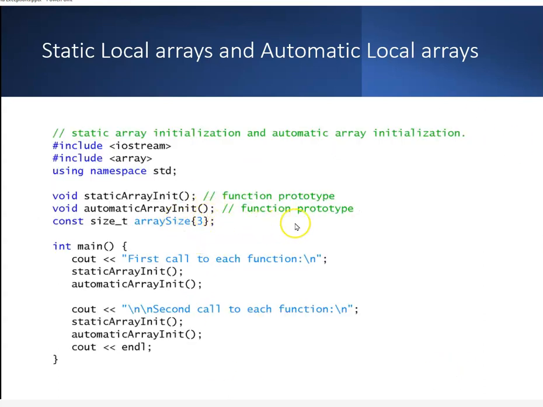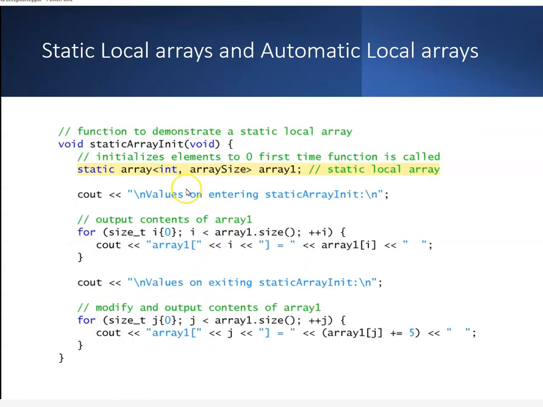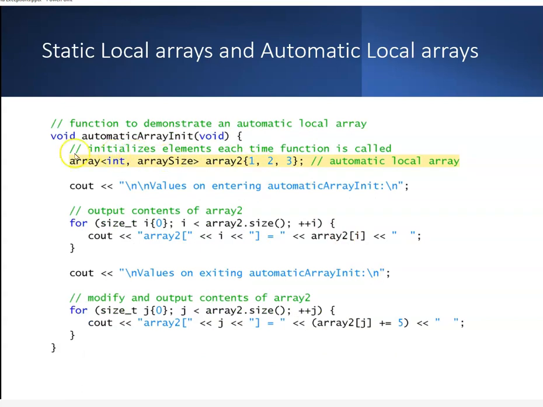So, here we have a function prototype for a static array init and an automatic array init. And here we can make a first call to each function and a second call. And here we create a local array. And the values on entering the statement should all be zeros. And then we're going to modify them here and output them. And with a local automatic array, it is just local and it's not visible outside of the current function.